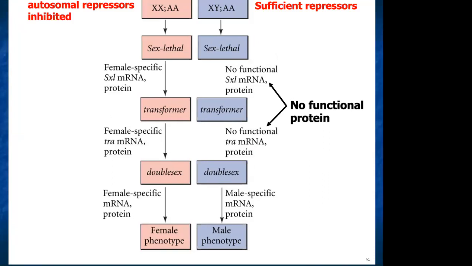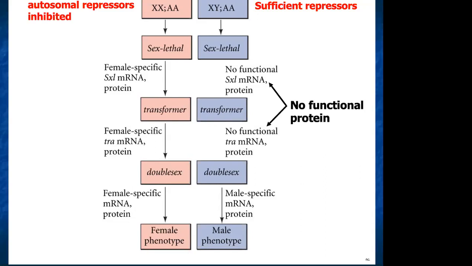But you have a counting mechanism, X to autosomes. That determines whether or not sex-lethal is going to be transcribed, which is the pink on the left. If sex-lethal is transcribed, it produces a female-specific alternative splice factor. In the absence of transcription of sex-lethal, no sex-lethal is going to be produced.